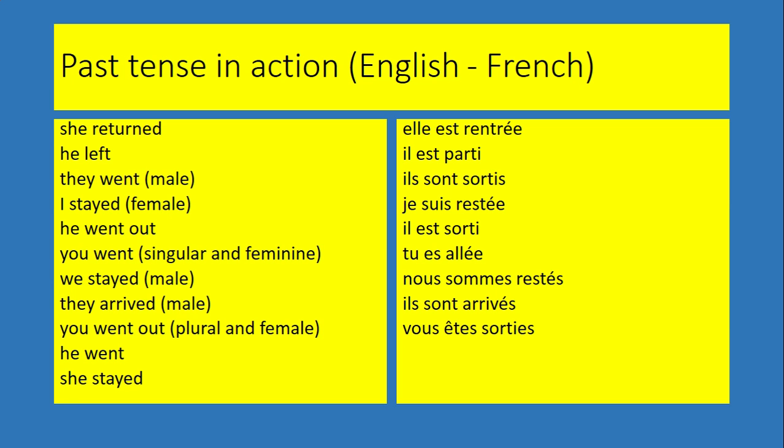You went out, vous êtes sortis, so the participle of sortir is sorti, ending in an I, but we're adding an E because it's feminine, and we're adding an S because I said that it's a plural you. He went, il est allé, and she stayed, elle est restée, adding that E because the subject is feminine.